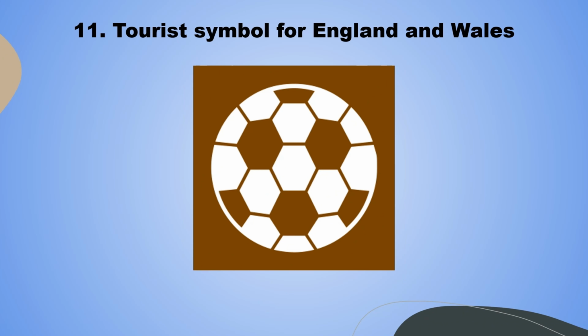Sign number 11, this is another tourist symbol for England and Wales. And again, I think it's quite obvious what this sign might mean. But in case it's not obvious, take this sign and associate it with something you can remember. For example, you can see here that you have a ball on this sign. So this sign means there is a football ground. Football, you've got on the sign the ball. So you can kind of remember that when you see a ball, there is a football ground nearby.